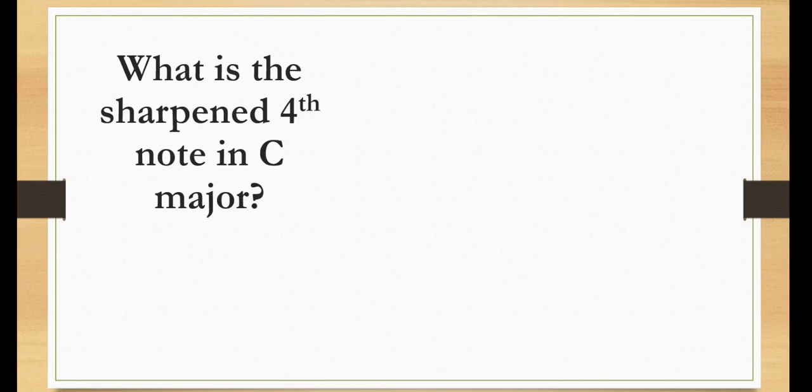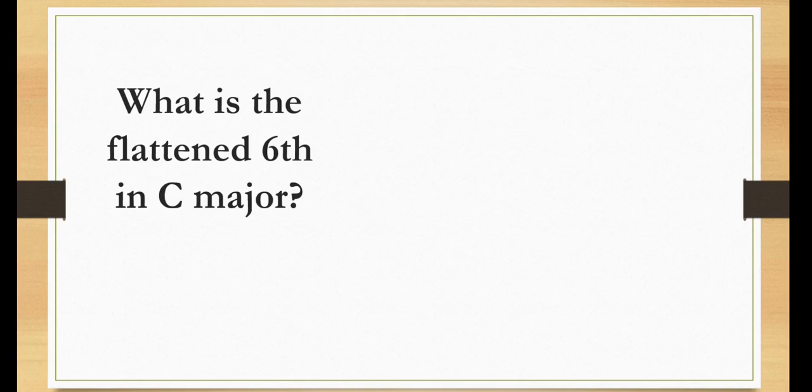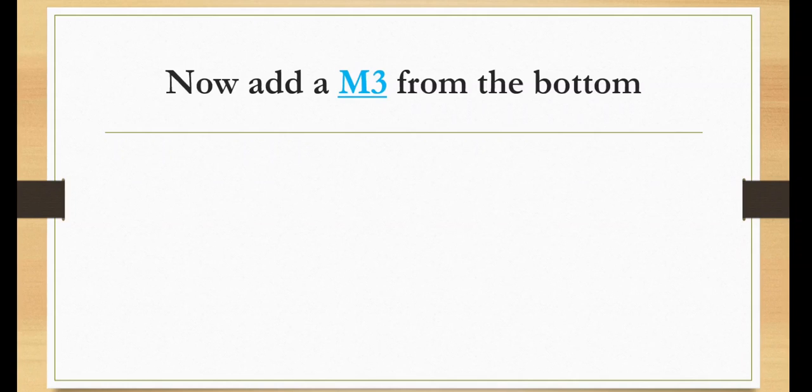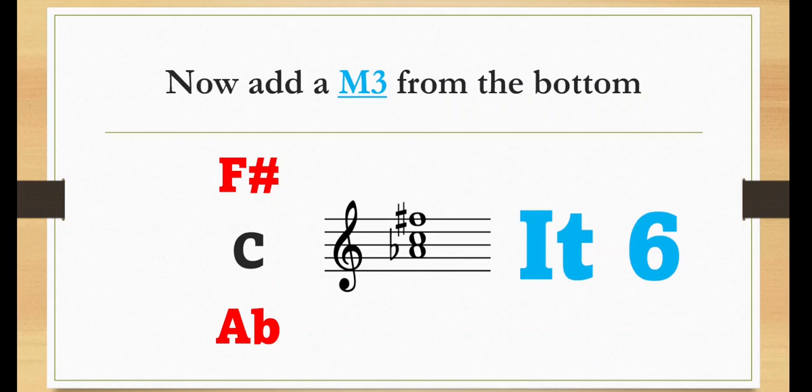First of all, let me ask you a question. What is the sharpened fourth note in C major? Yes, it is an F sharp. Then the next question is, what is the flattened sixth note in C major? Correct, this is A flat. Now, let's add a major third from the bottom. That is a C. Now, this is the Italian sixth.